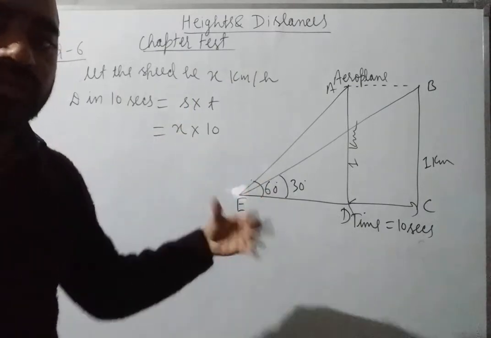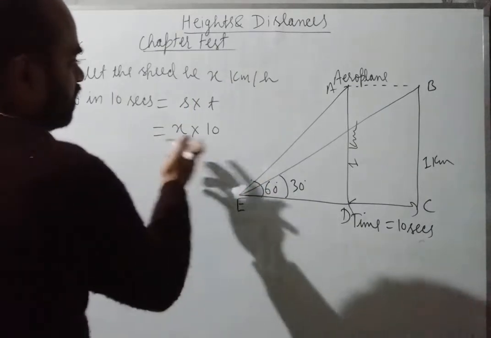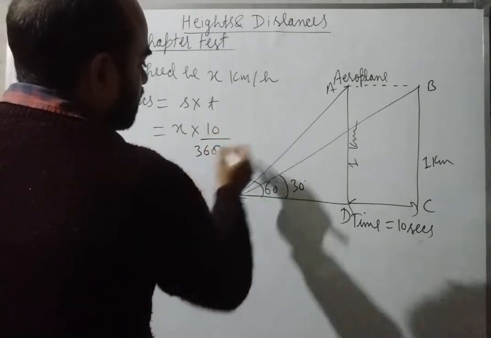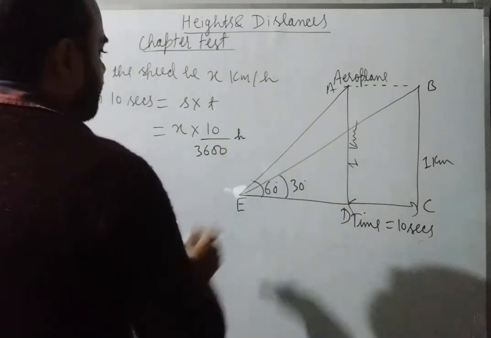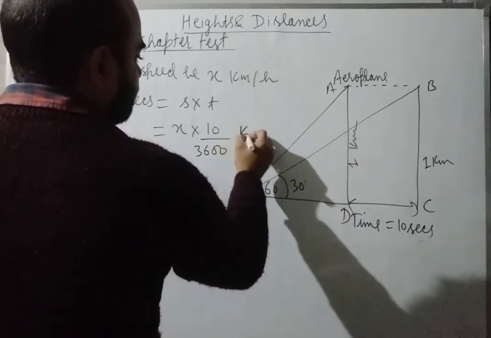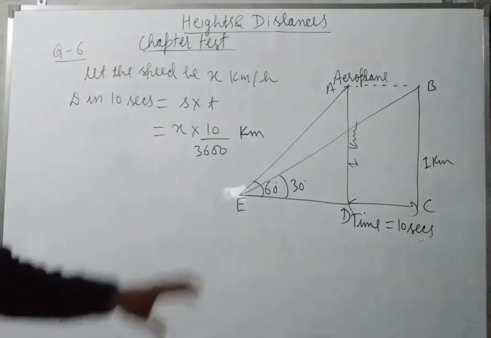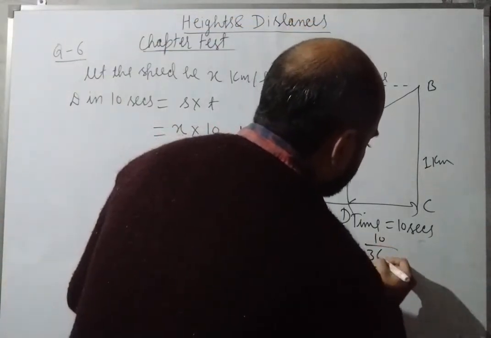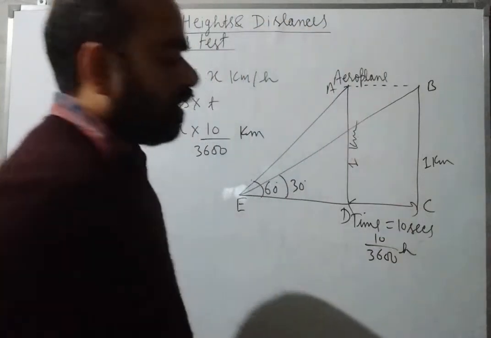So we have to convert the time in hours. So this will become t. 10 seconds means 10 upon 3600 hours, correct? So finally this will come in kilometer. Why? Since we have converted the time into hour.